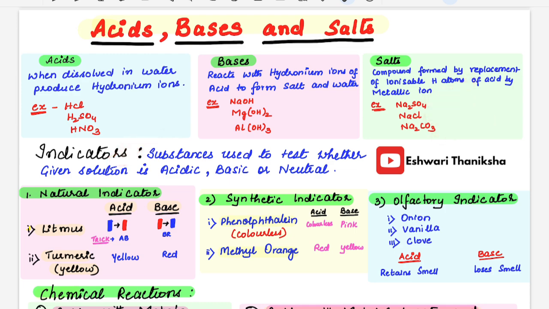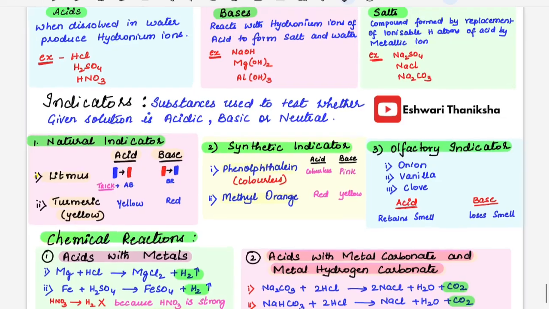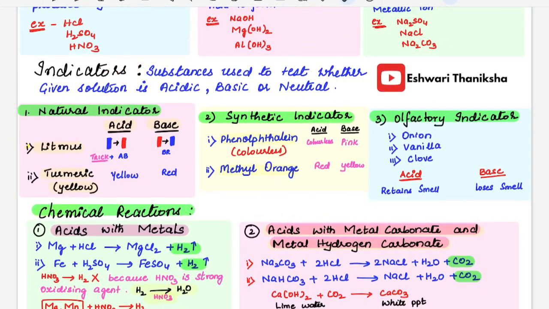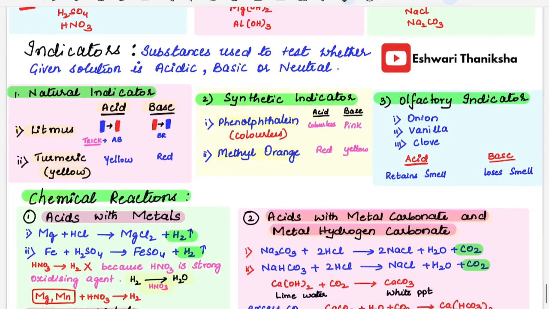And coming to indicators, indicators are one of the important topics. One question can come from these indicators. Indicators are used to know whether the given substance is acidic in nature, basic in nature or neutral in nature. You have 3 kinds of indicator: natural indicator, synthetic indicator and olfactory indicator. Under natural indicator you should know about litmus and turmeric.